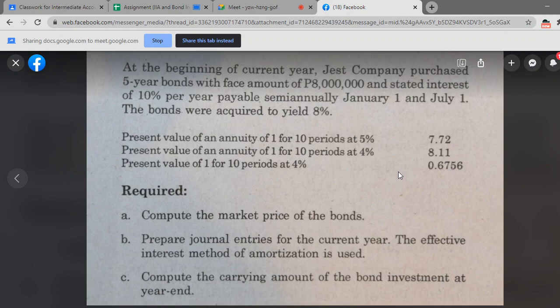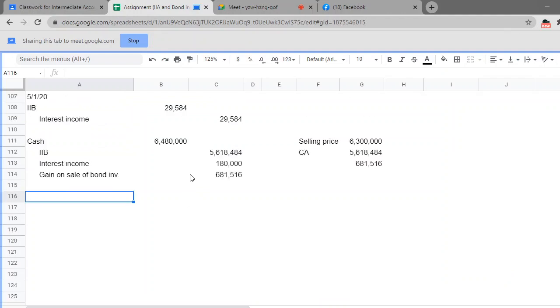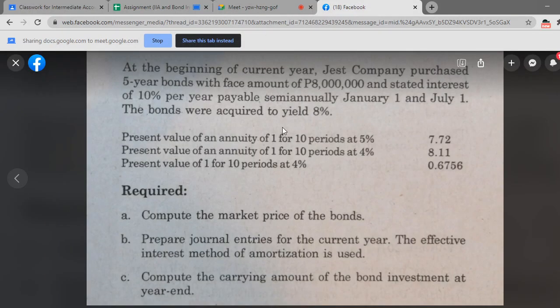Ayan, jest company. Katong first nga illustrative problem, that was discount, right? Try nato ni si jest. Jest is a premium to siya. Yan, sinabi ko na. Premium siya, and what's something new about this is semi-annual ang iyahang interest payment. So, kung semi-annual na siya, ayun, mas hago. But sige lang, kaya natin to.